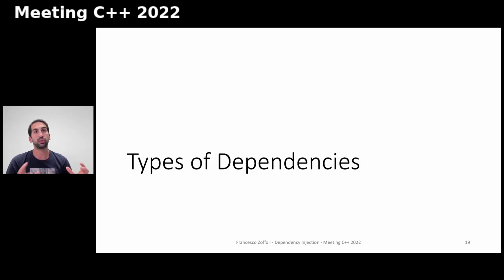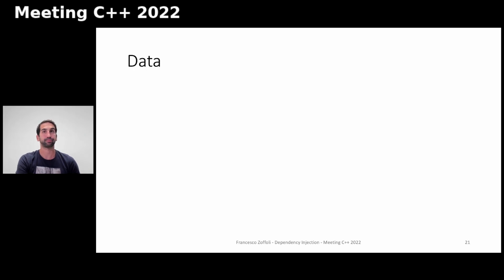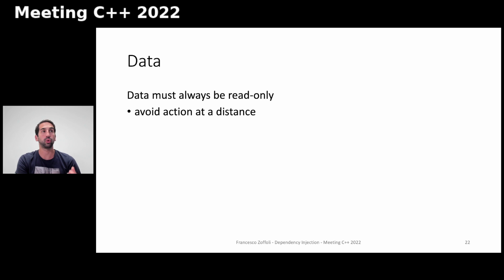So let's jump into the types of dependencies. And when we are talking about dependencies, we can roughly categorize them into two big groups. One is a data dependency, and this is a dependency on some kind of information. And the other one is a behavior dependency, which is a dependency on some kind of action. For data, we want data to always be read-only. This is important because we want to avoid action at a distance. What is action at a distance?